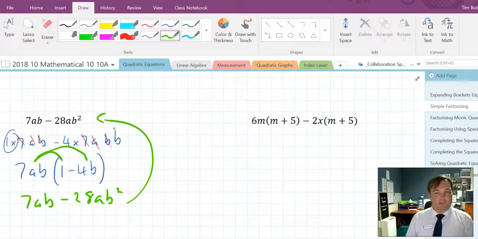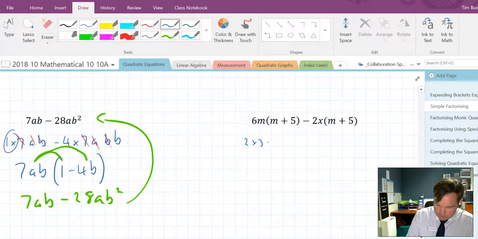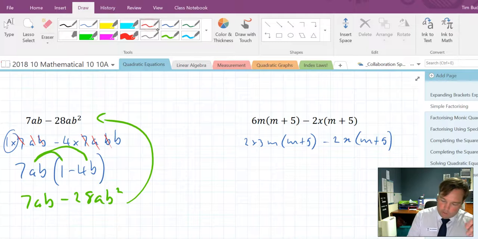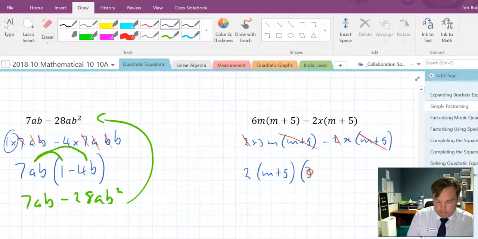Now the one on the right here looks a bit odd, and I guess it's an advanced one, in that the common factor to remove from both is, well, we can think about this as 2 times 3 times m plus 5, minus 2 times x times m plus 5. What's common to both is this 2, and oddly enough, this m plus 5 can come out as well. So we can remove 2 times m plus 5, and what we're left with inside the brackets is 3m take x.